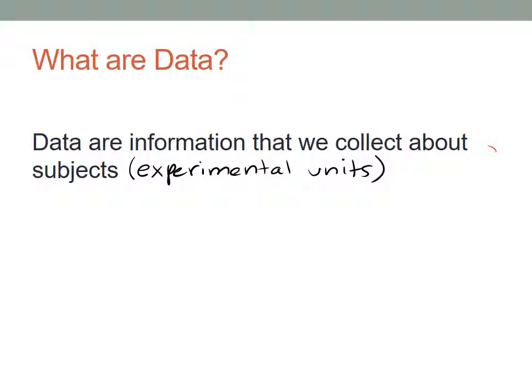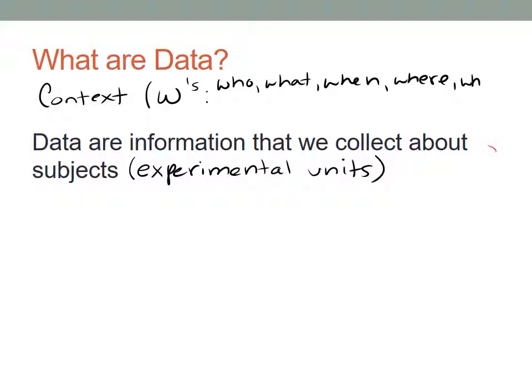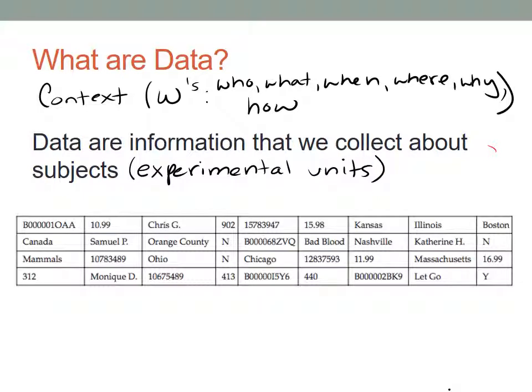So it's important that for any piece of information that we gather, we have some context. For context, we'll sometimes refer to these as the W's, which you might recognize as the who, what, when, where, why, and we'll add to that how. Okay, so for example, Amazon gathers a lot of information about its users. So maybe the information they gather looks something like this.